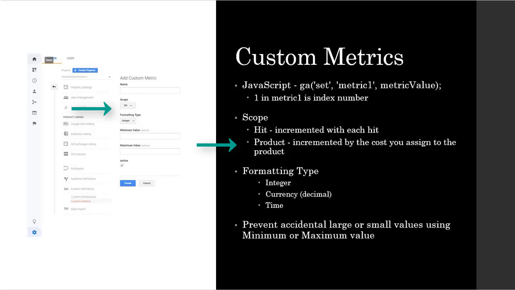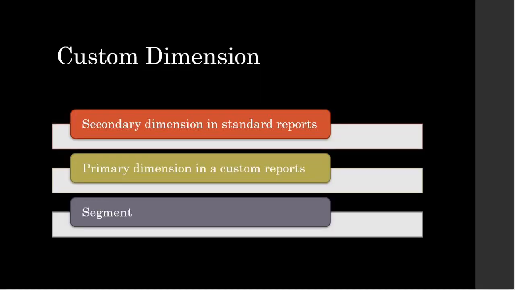Product, the value is incremented by the cost you assign to the product. There are 3 formatting types available: integer, currency, and time. And then you also have options to provide maximum and minimum value to prevent any accidental large or small value increments. Keep in mind, custom dimension can be used as a secondary dimension in standard report and as a primary dimension in custom reports or as a segment.